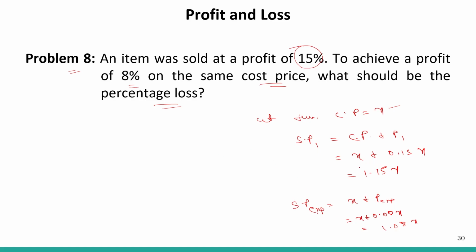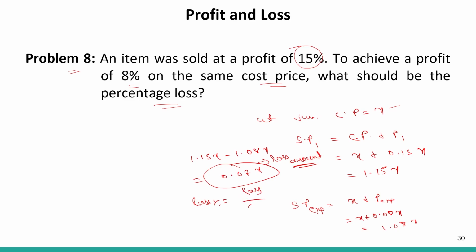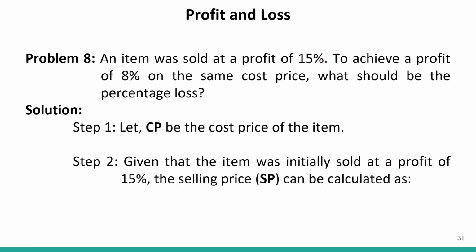Okay, so the loss percentage will be, so 1.15x minus 1.08x is equal to what? 0.07x, right? So this is the loss amount. Okay, so loss percentage is equal to, we know that, what? Loss by CP into 100, right? So let's go forward with the step-by-step solution.